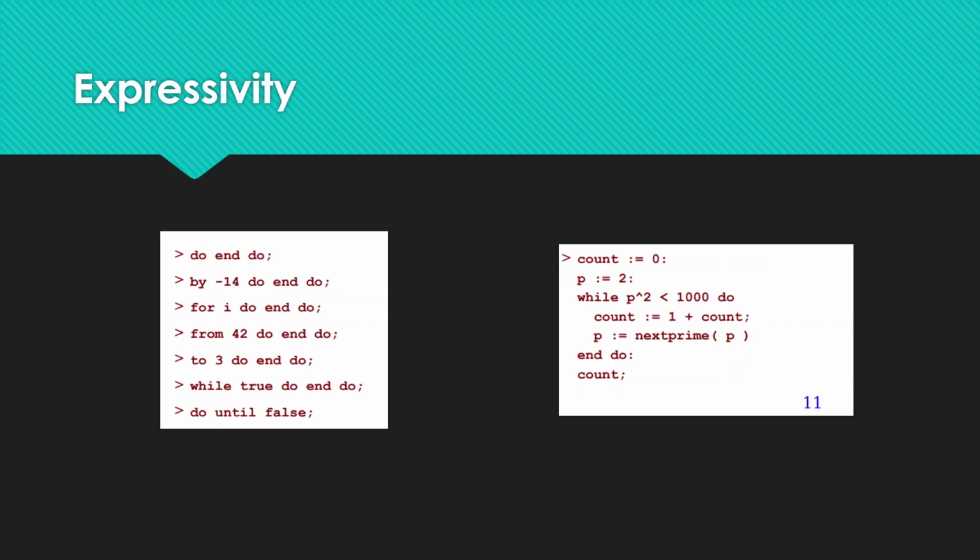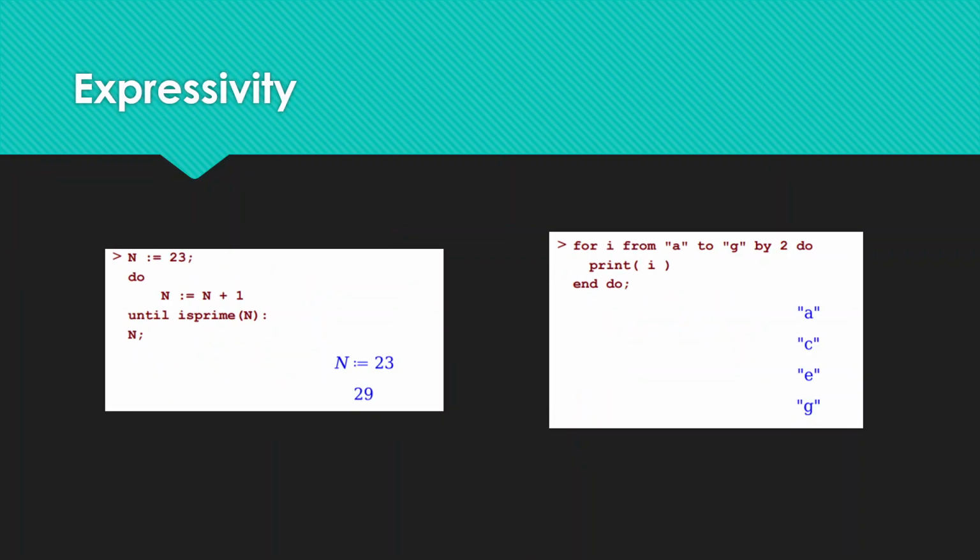Looping constructs have many forms, as you can see on the left. There's also the more famous while loop on the right. Maple also has a do until construct. Conveniently, it can also iterate through the alphabet with a feature for incrementing not only by one but by any integer specified. In this example on the right, the increment is by 2, so you see the output skipping every other letter.